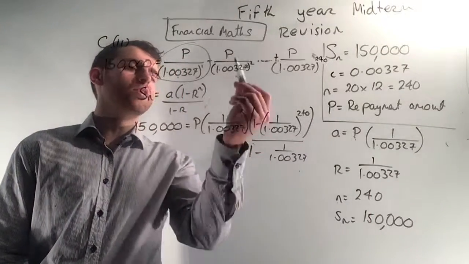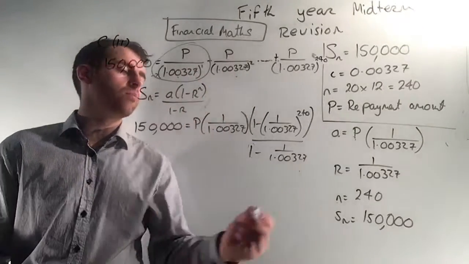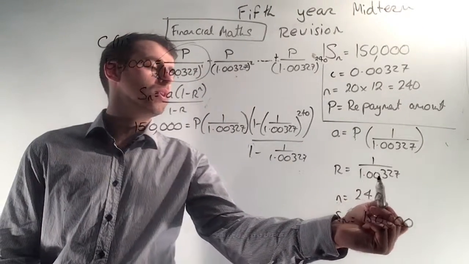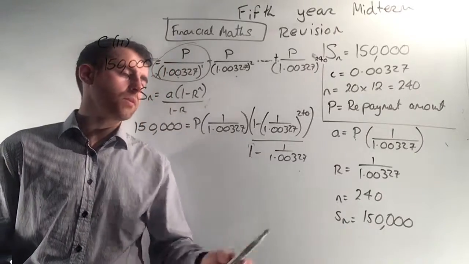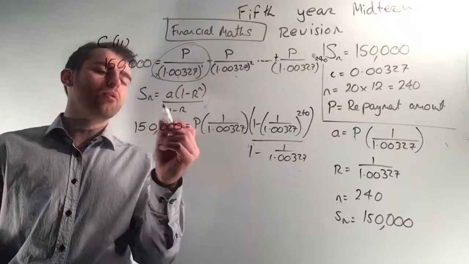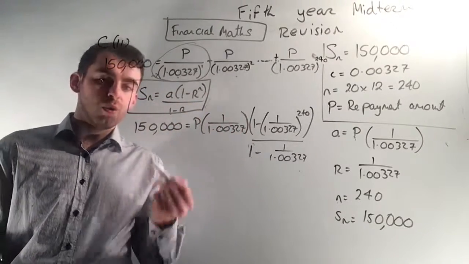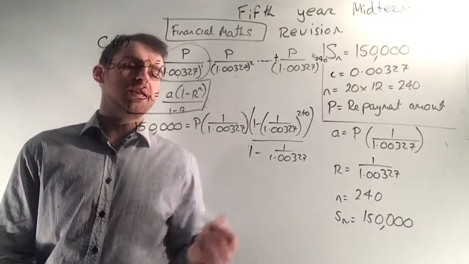My common ratio is any term divided by the previous term. So if you took this term and divided it by that term, you'd just be left with 1 over 1.00327. So that's my A, my r, and my Sn. Now if I sub into the formula for the sum of a geometric series, the only unknown I'm going to have is P.